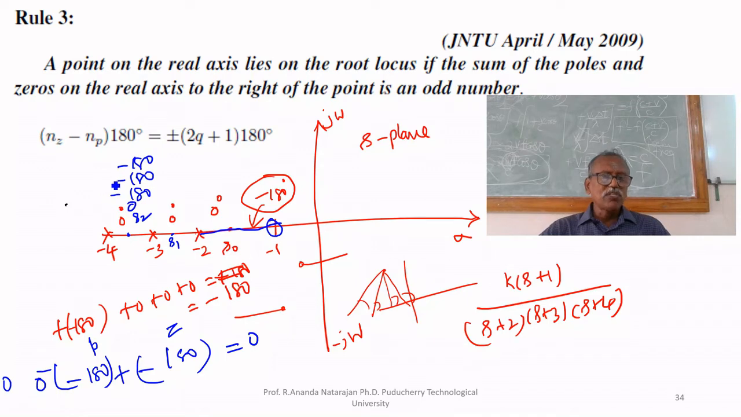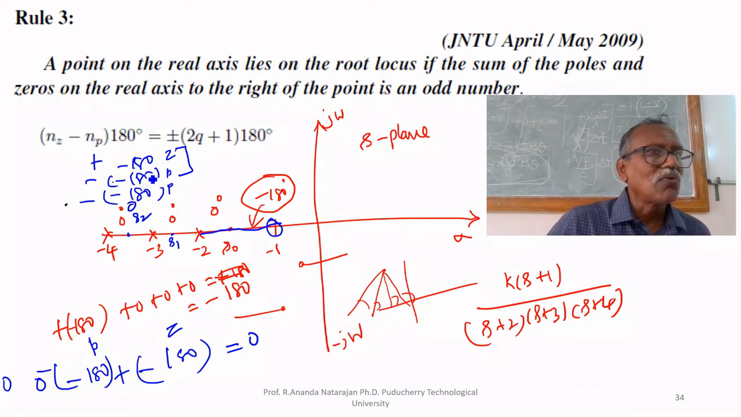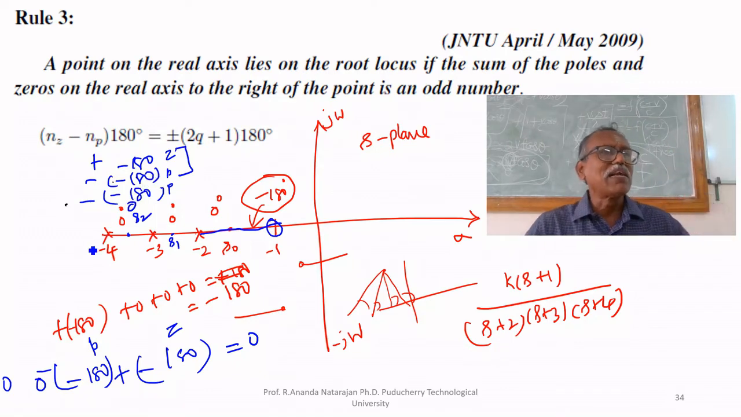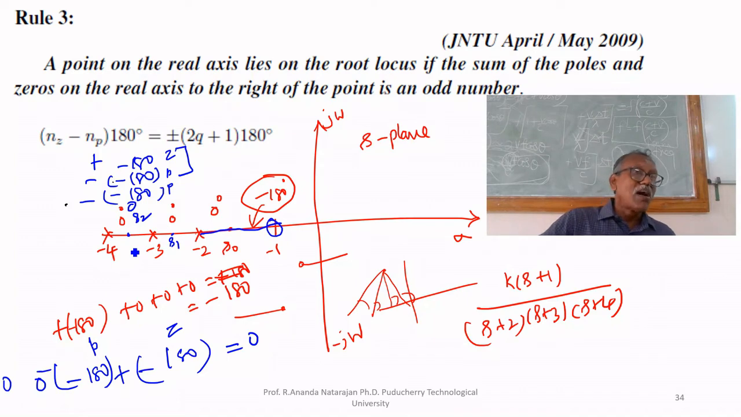What are all for poles? This is for poles. This is also for pole. This is for zero, therefore minus. This is plus, minus, minus. Minus of minus becomes plus. This also becomes plus. These two get cancelled. This is minus 180, this is plus 180, these two get cancelled. What is the remaining angle? Plus 180 degree. Therefore, it is an odd multiple of 180 degree. Therefore, any point between minus 3 and minus 4 is on the root locus.